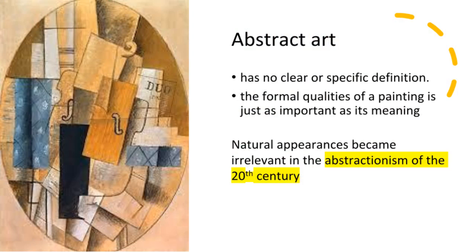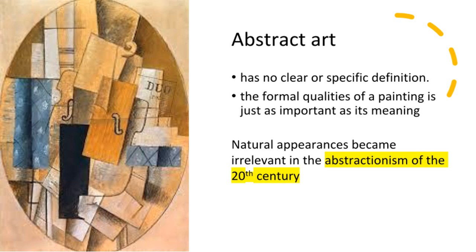Abstract art is a vague term which covers paintings and sculptures which depict unrecognizable objects or scenes, thus, it has no clear or specific definition. The basic idea of abstraction is that the formal qualities of a painting are just as important as its meaning.